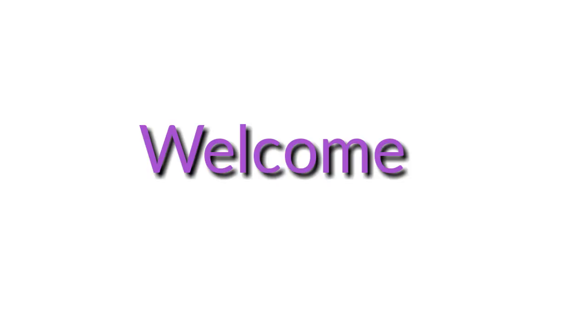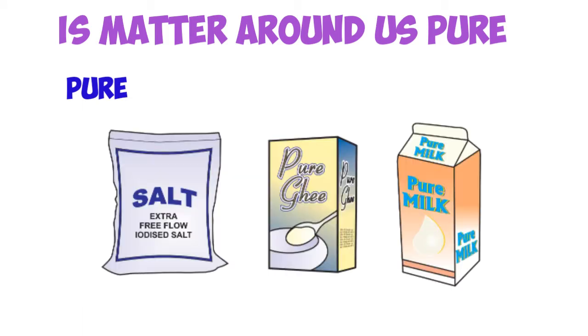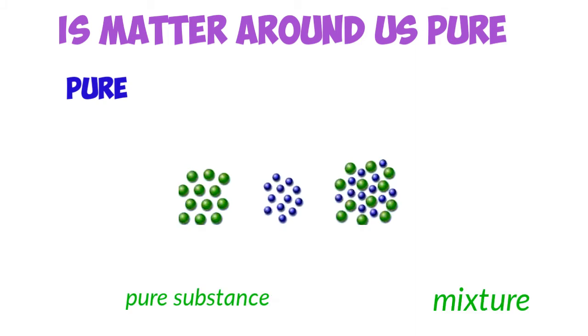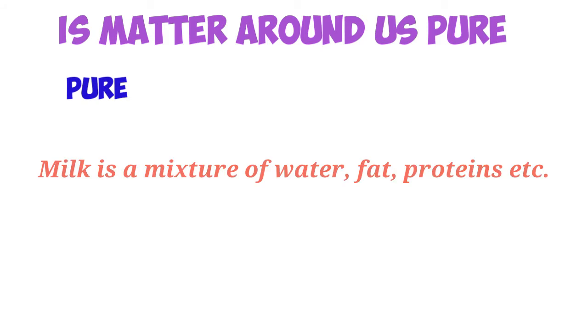Today we are going to start a new chapter, Is Matter Around Us Pure? Second chapter. You might have noticed that the word pure is written on the packet or wrappers of some items we bought from the market. For a common person, pure means having no adulteration. But for a science student, pure substance means that all the constituent particles of the substance are the same in their chemical nature. So, milk is not a pure substance.